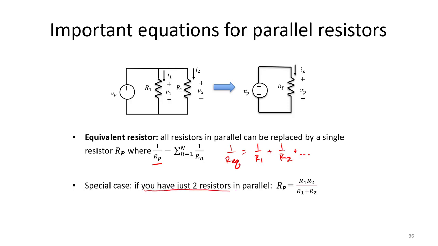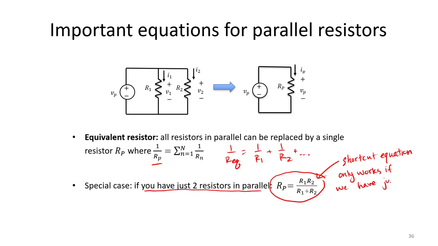Notice if we have just 2 resistors in parallel, we can use this shortcut equation. But that equation here, R1 R2 over R1 plus R2, only works if we have just 2 parallel resistors. If you have more than 2, then you have to use the full reciprocal equation.